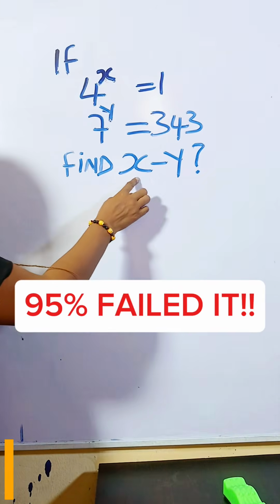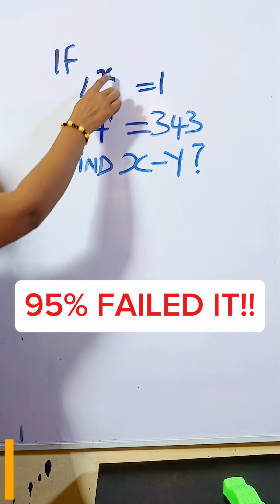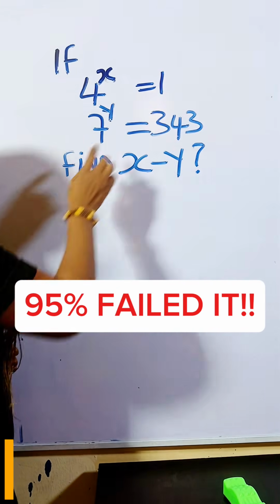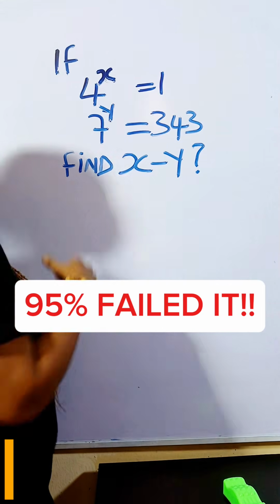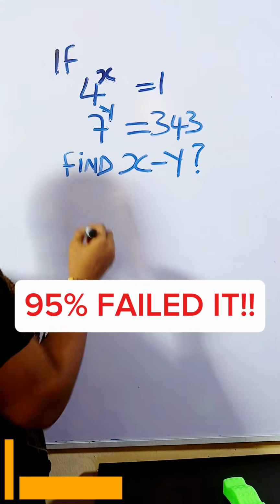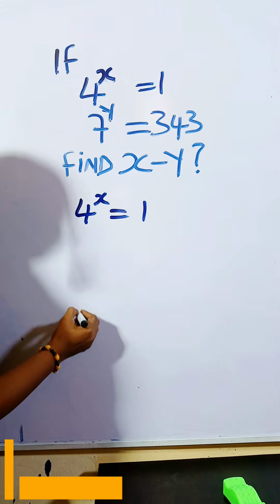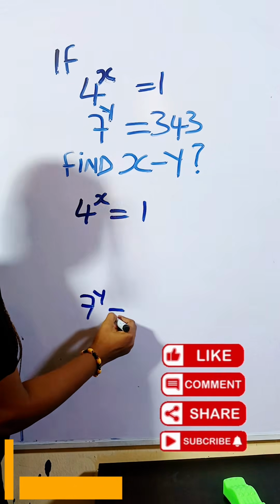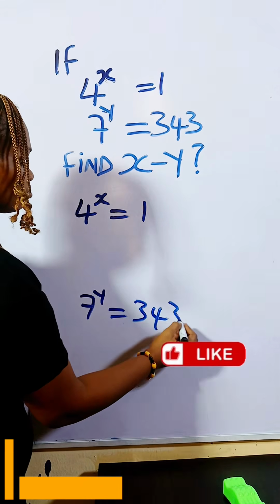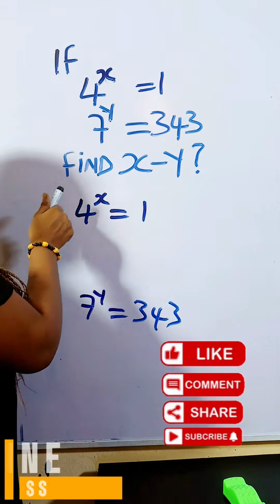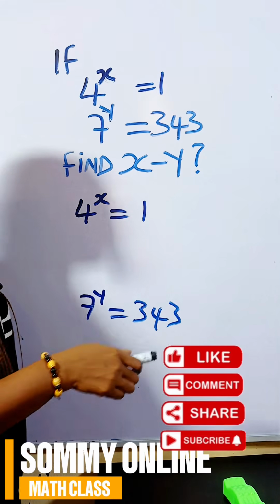We are asked to find s minus y if 4 raised to power s is equal to 1, and 7 raised to power y is equal to 343. Now, we have 4 raised to power s is equal to 1, and 7 raised to power y should be equal to 343.